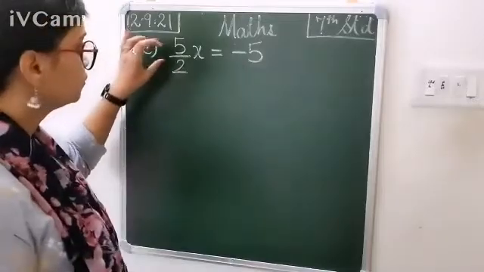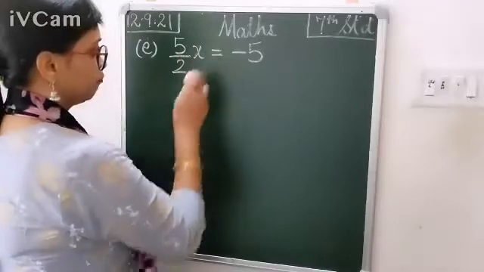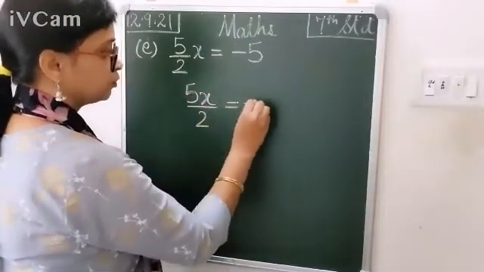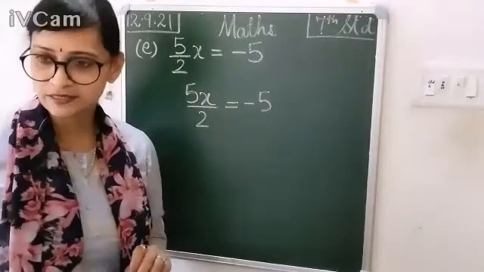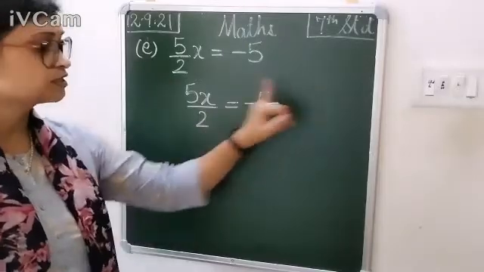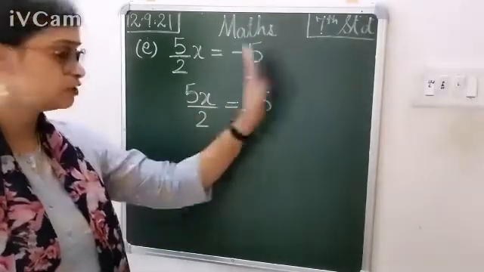Now when the sign between 5 and x is multiplication, you can write it this way also: 5x by 2 is equal to minus 5, correct? Which means 2 is in the denominator. So what do you do? You're going to take this 2 to the other side, that is, you're going to transpose 2 from left hand side to right hand side.